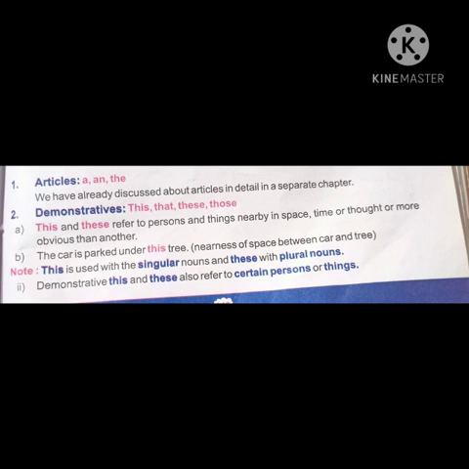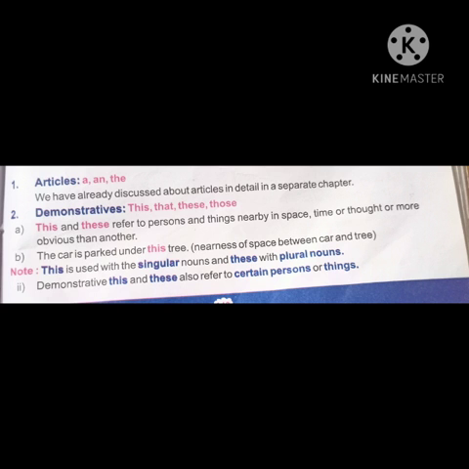Okay, next is demonstrative. Demonstrative means when you show something, when you display something. And for this we use only 4 words: this, that, these, those. For the close things we use this and these, and for the far things we use that and those.